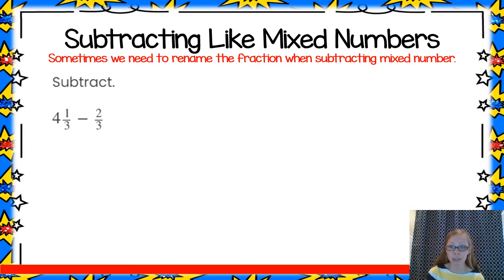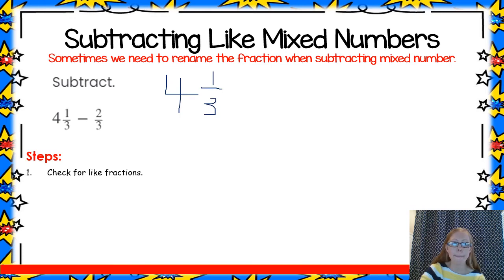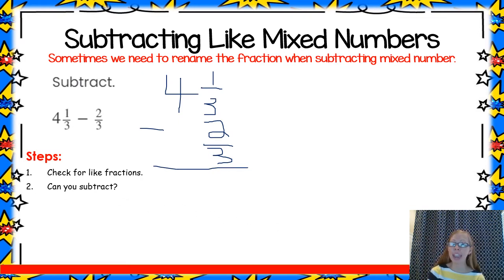Sometimes we need to do some renaming when we subtract mixed numbers. So I'm going to start with all of my steps here. I'm going to begin by checking for like fractions. Well, I have 4 1/3 minus 2/3 here. Yeah, I have like fractions, absolutely. My denominators are the same. So I look at step 2. Can I subtract 1/3 minus 2/3? Well, my numerators aren't going to allow that. I can't do 1 minus 2.